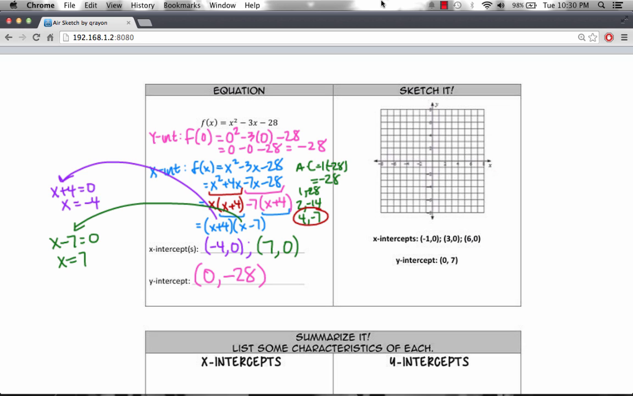Now we're asked to sketch our own graph, so yours might look a little different than mine. We're given 3 x-intercepts and 1 y-intercept. So the first thing that I'm going to do is plot these x-intercepts. So at negative 1, 0, we have 1. At 3, 0, we have another. And at 6, 0, we have a third x-intercept. Our y-intercept is at 0, 7. So we want to make sure our graph crosses the 3 x-intercepts and the y-intercept. Now your graph can look however it wants. I'm going to make mine like this. And that's it.